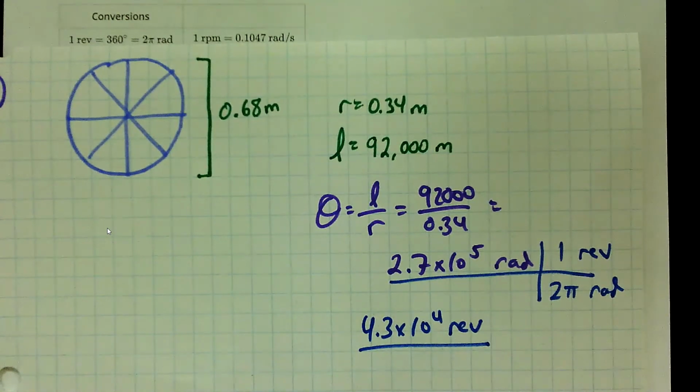You could certainly do it that way. It ends up being mathematically the same. I like doing it this way because I'm trying to get us used to using the symbols we're used to using, but it's all the same.